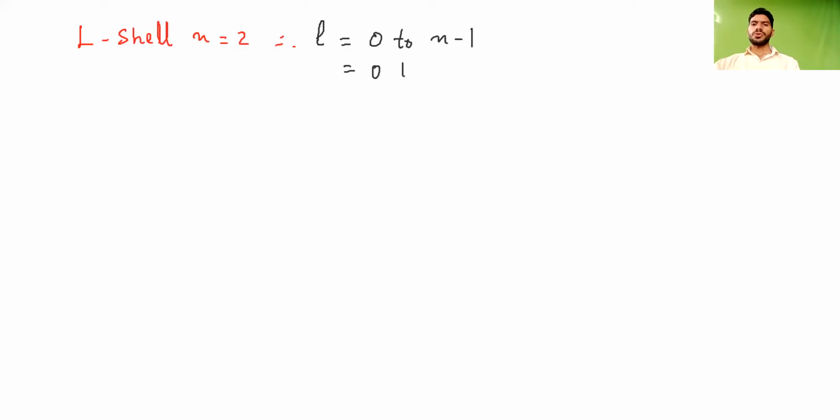So that is 0 to n, and here the n value is 2, so that is 2 minus 1. So 0 to 2 minus 1, that is what? That is 0 to 1. So 0 to 1 means it has two values, that is 0 and 1. So 0 and 1, it has two values, so that means there are two subshells. Got it? There are two subshells.